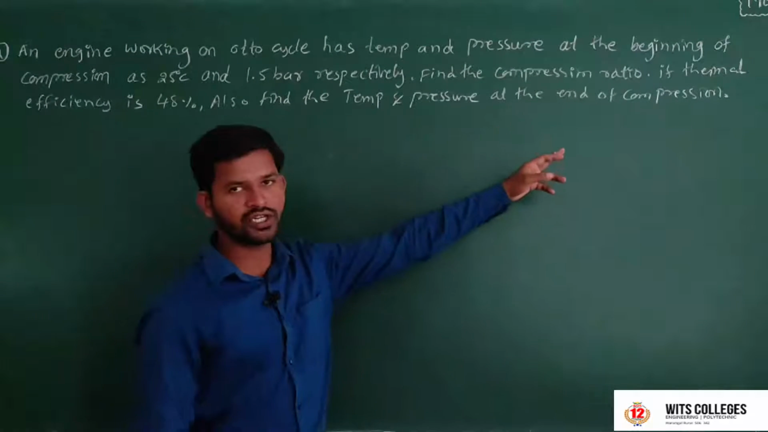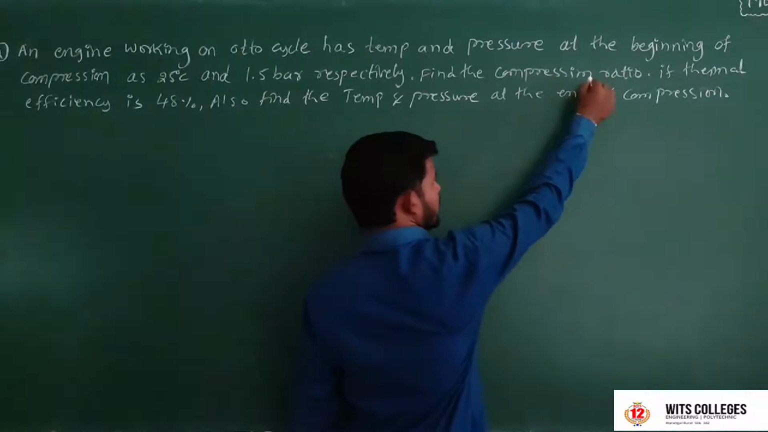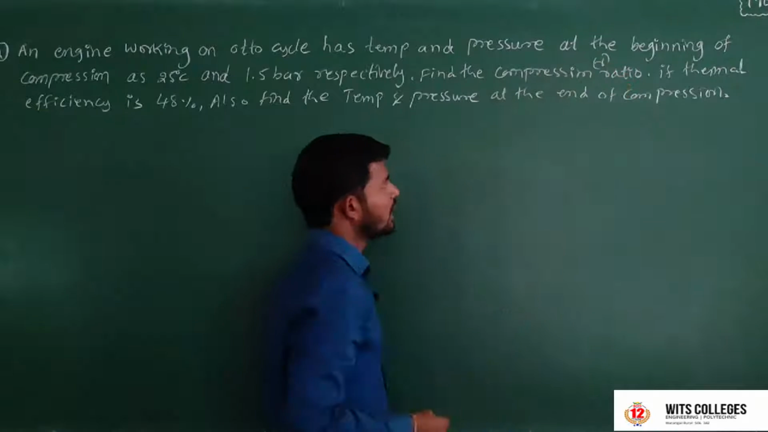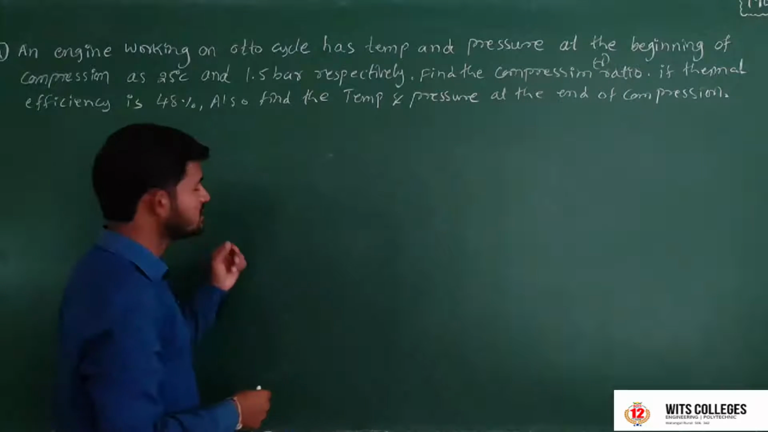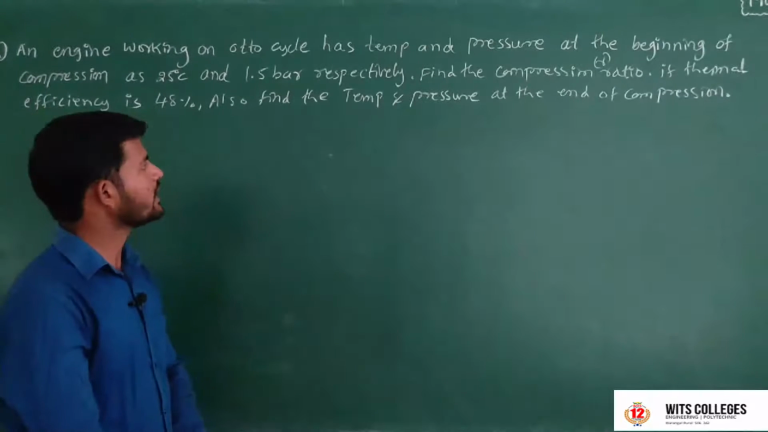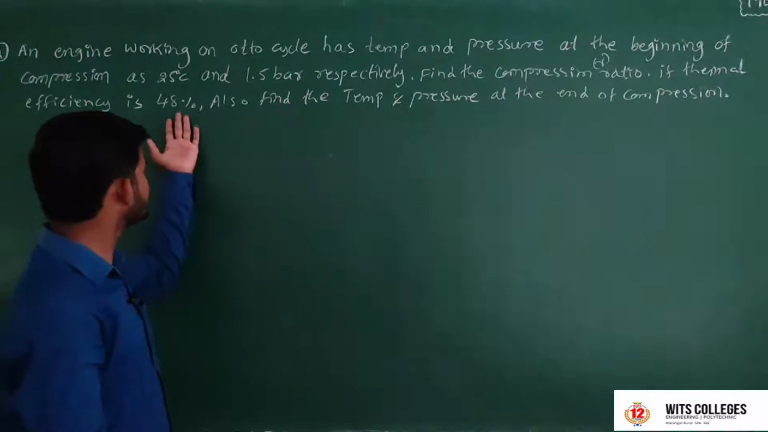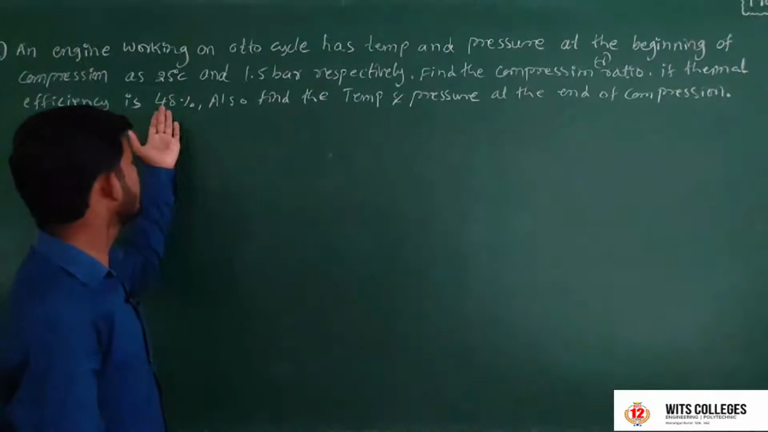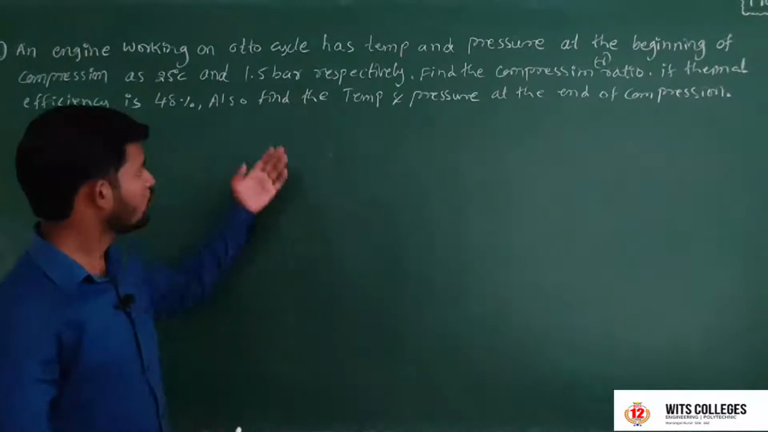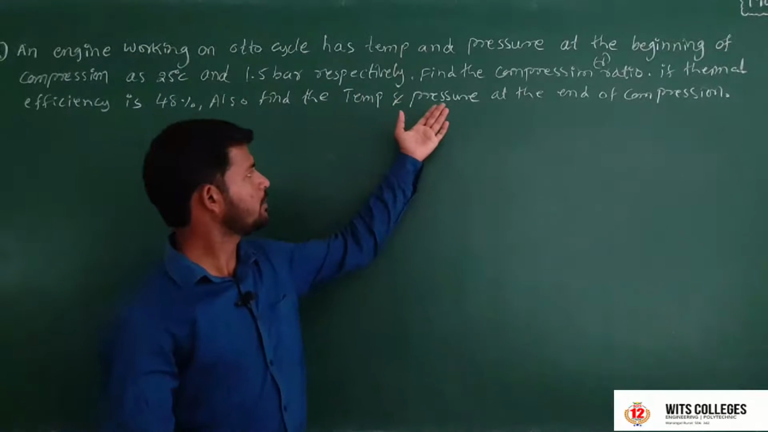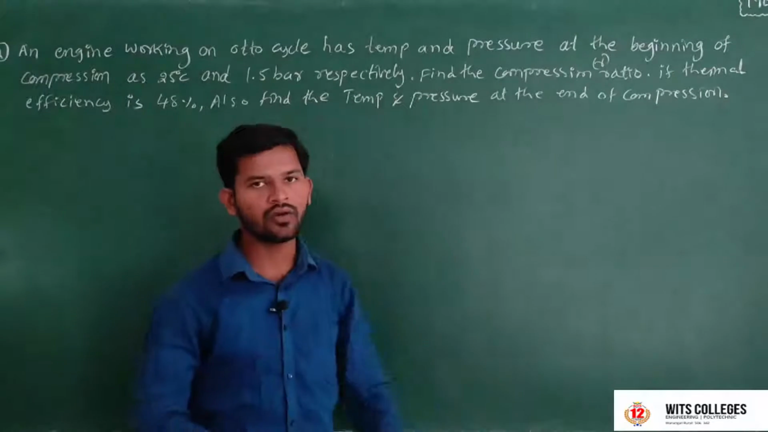Find the compression ratio, small r, if the thermal efficiency of the engine is 48 percent. Okay? Thermal efficiency is given as 48 percent. Find the temperature and pressure at the end of compression.